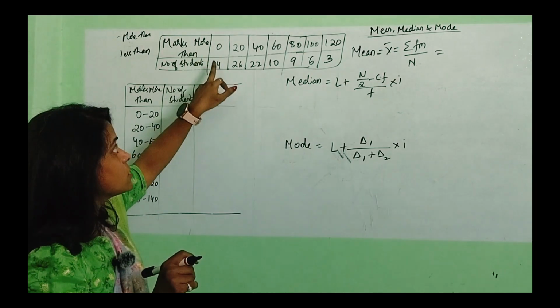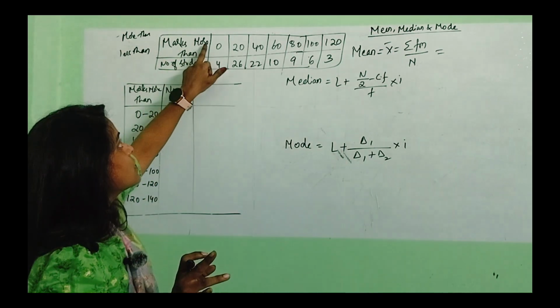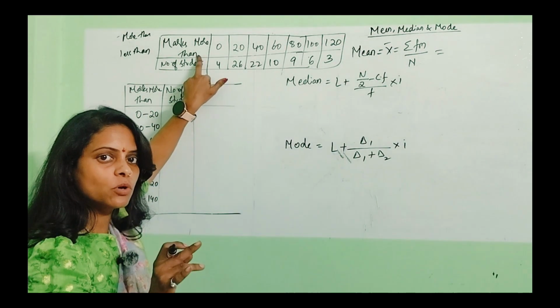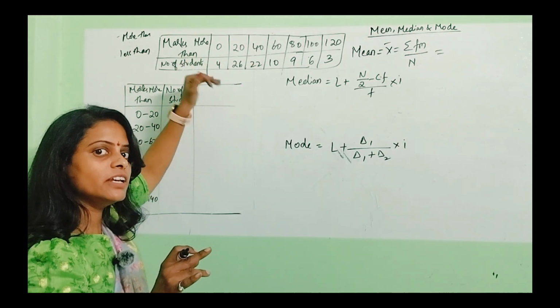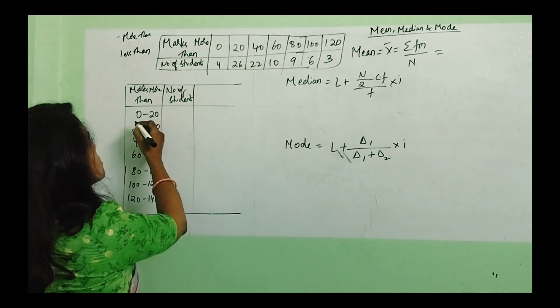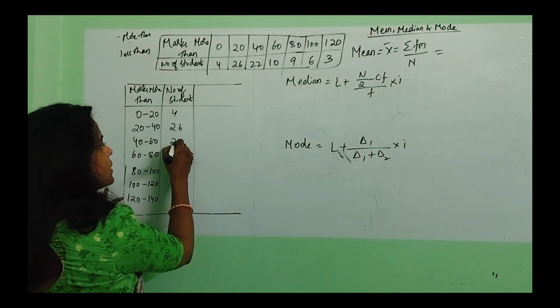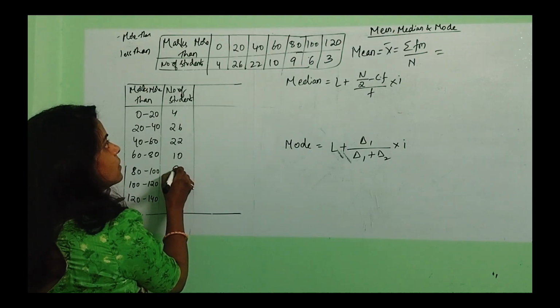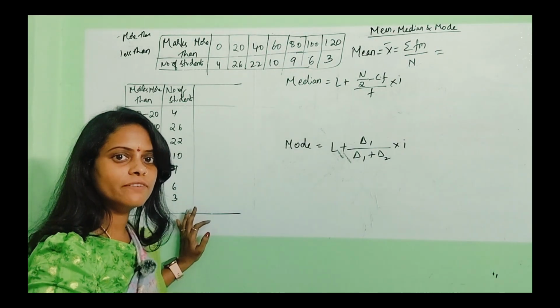It is not at all a discrete series. Don't get confused. Because here marks more than is given. When more than is given, you have to add. When less than is given, you have to subtract. Okay. So 0 to 20. What is the value? 4. Next 26. Next 22, 10, 9, 6 and 3. Okay, done with all the values.